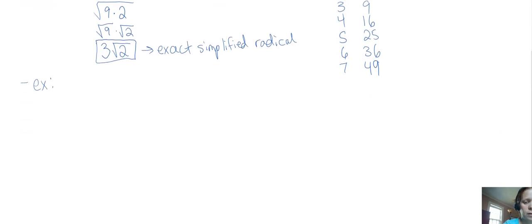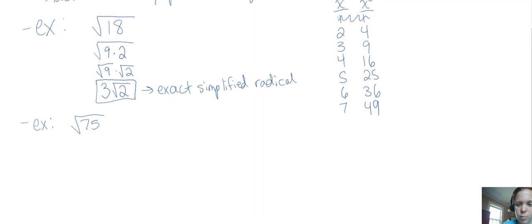Okay, so how about the next one? Let's do square root of 75. Again, I'm looking at only the numbers that are perfect squares. So in this case, 25. Square root of 75, I can replace that with square root of 25 times 3. 25 times 3 is 75. Now a lot of times I might not write out this third step I did in the last example, but just think, okay, square root of 25 comes out as a 5, but the 3 has to stay there. So it's going to be 5 square root 3.